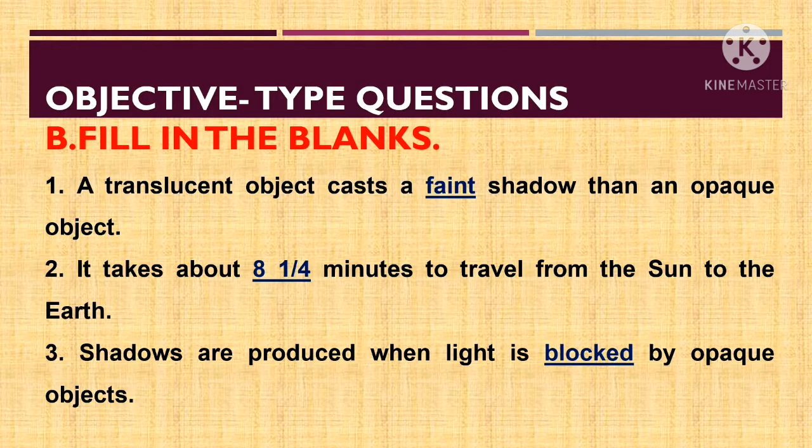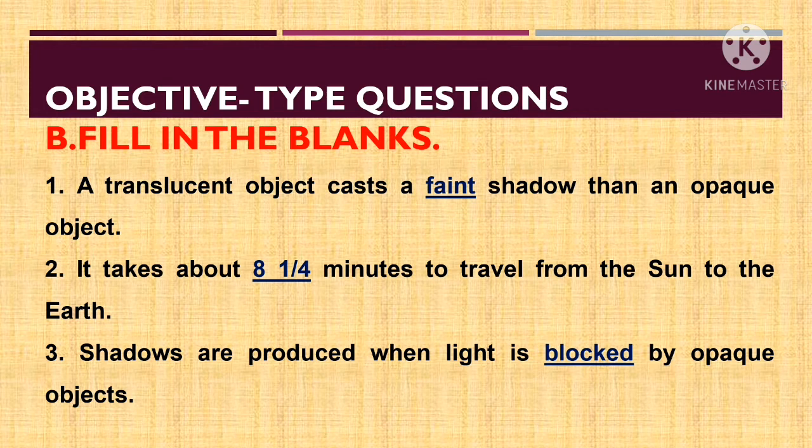Objective type questions, page number 177. B. Fill in the blanks. Question 1. A translucent object casts a dash shadow than an opaque object. Answer: faint. Question 2. It takes light about dash minutes to travel from the sun to the earth. Answer: 8 1/4 minutes.